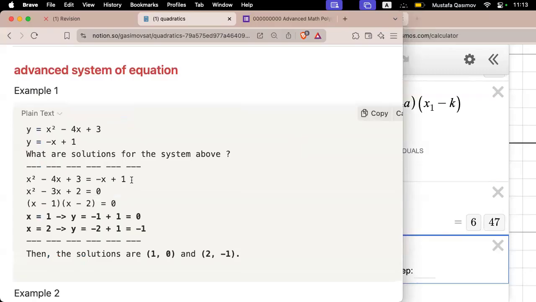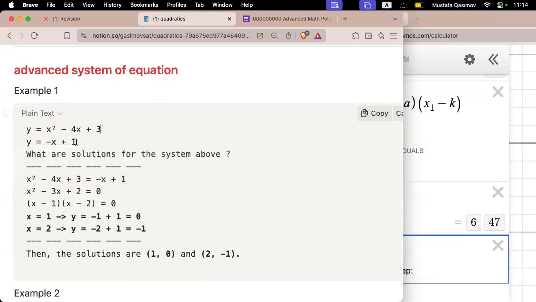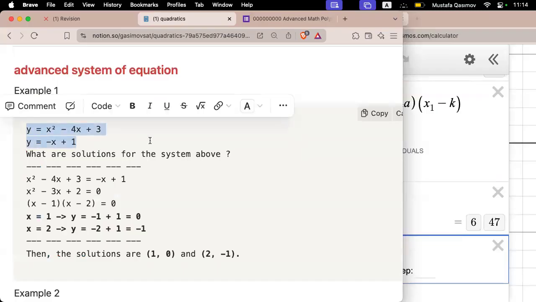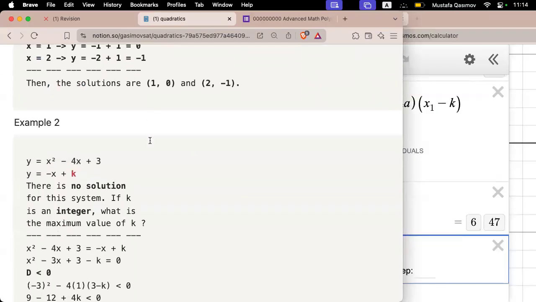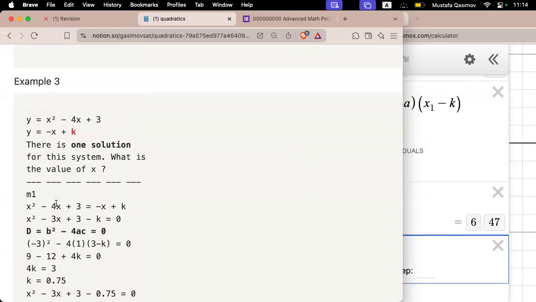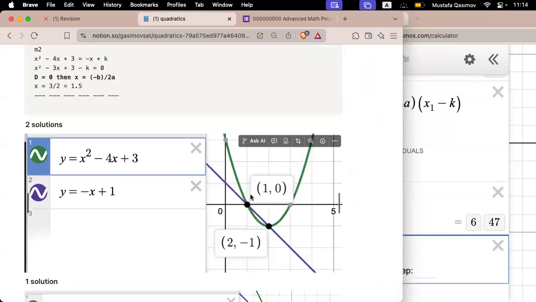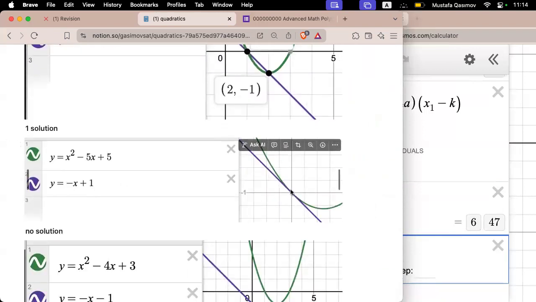Let's see advanced system of equations. Advanced system of equations is actually just a quadratic equation. You just have to do substitution here, then calculate it. You can write both of them in Desmos, and you have to look at the intersection point. Again, you make them equal to each other, then use the discriminant. And in a graph, it will be like that: two solutions, two intersection points; one solution, one intersection point. Or we can say the line is tangent to the parabola.